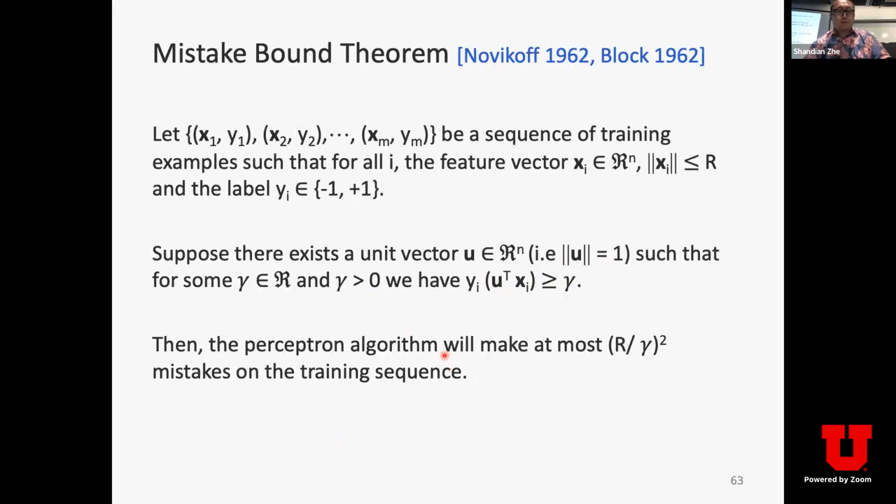Okay. So now let us review again the mistake bound theorem. It tells us that if I have a sequence of training examples, where every training input vector's length is upper bounded by R, and the data set is linearly separable, and there exists some unit vector U whose margin is gamma, then if you run the perceptron algorithm, it will make at most R squared over gamma squared mistakes on the training sequence until convergence.